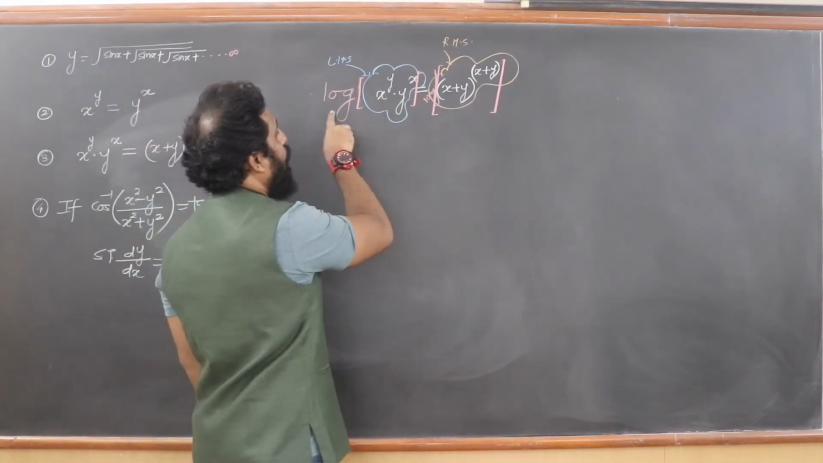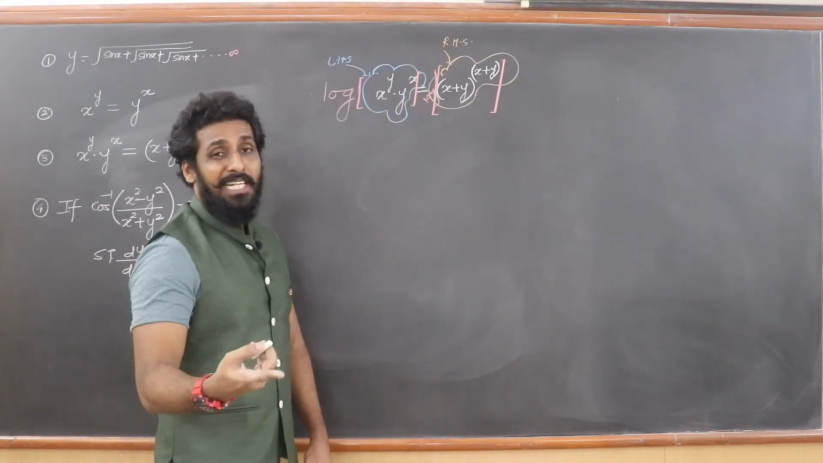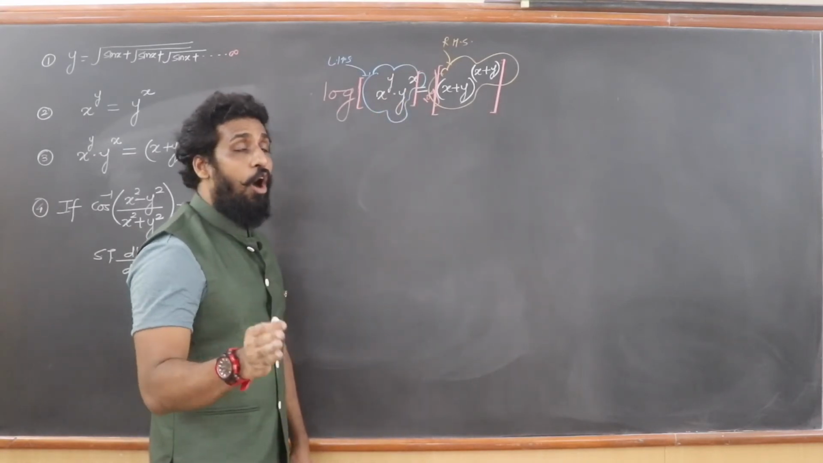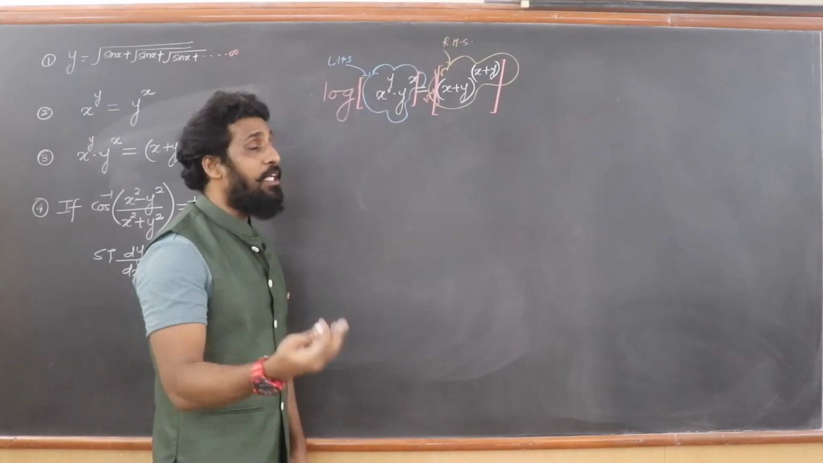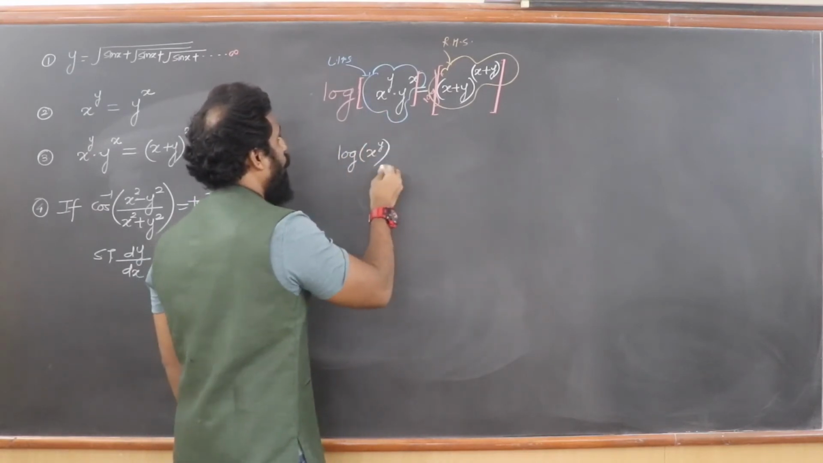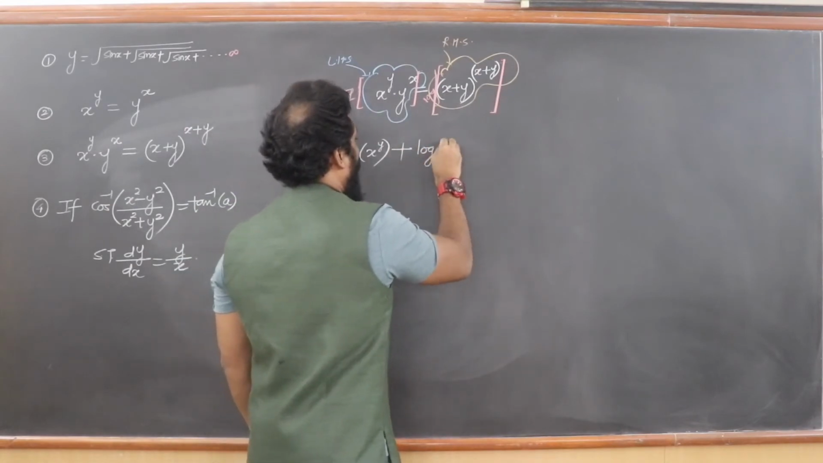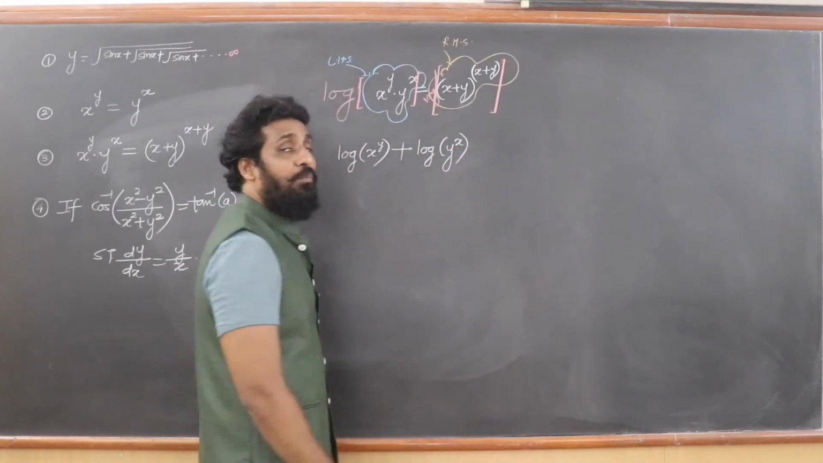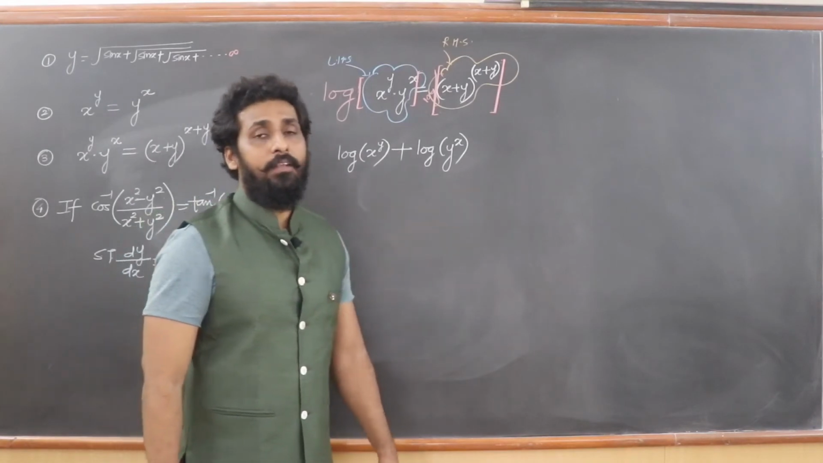So over here I can see log of something into something. So it's like log of a into b. Log of a into b, if you know, it is log a plus log b. So I can write here log of x raised to y plus log of y raised to x. Very simple it is, isn't it? Basic rules of logarithms.